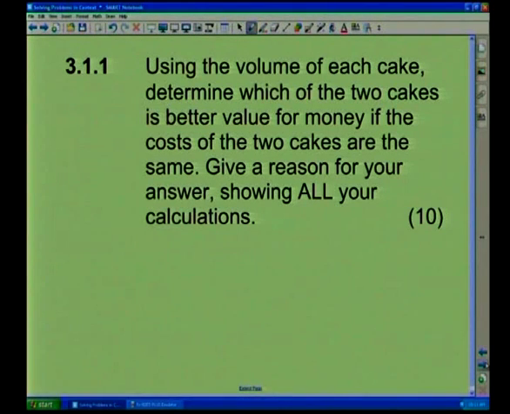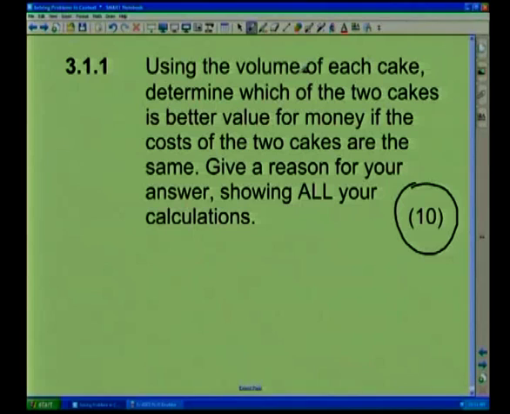Now let's look at the question that they ask us. You can see this one is for a whopping 10 marks, so there's going to be quite a bit of working out for this. It says, using the volume of each cake, determine which of the two cakes is better value for money if the costs of the two cakes are the same. Give a reason for your answer, showing all your calculations.